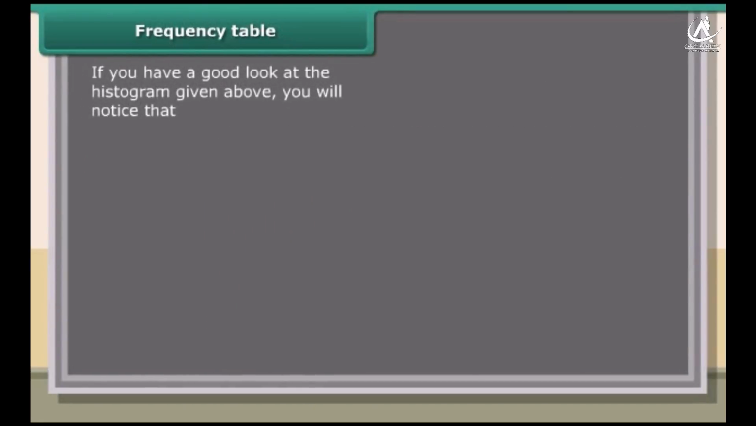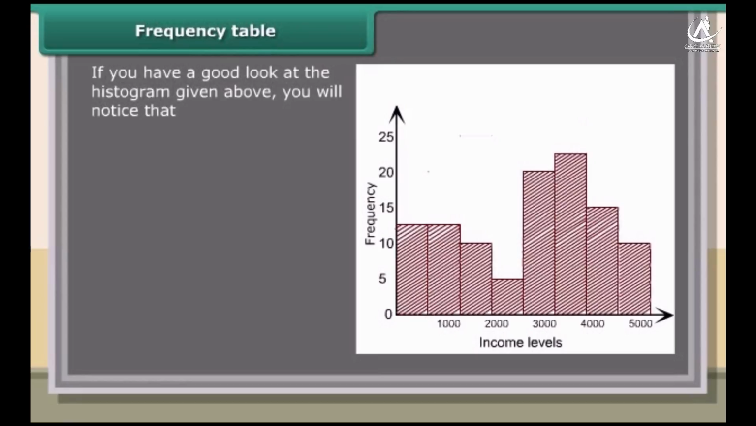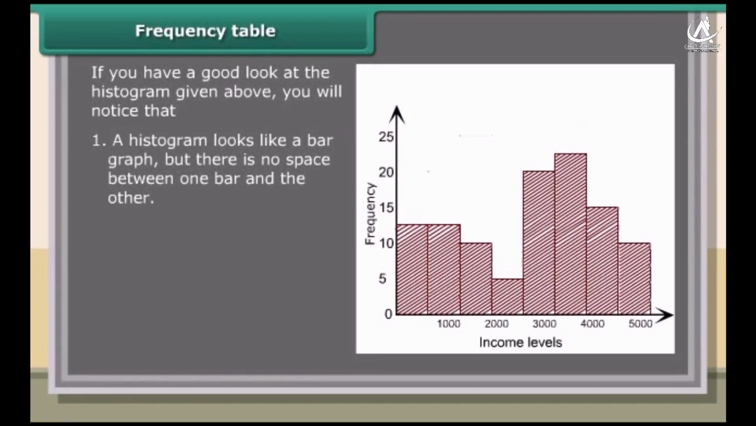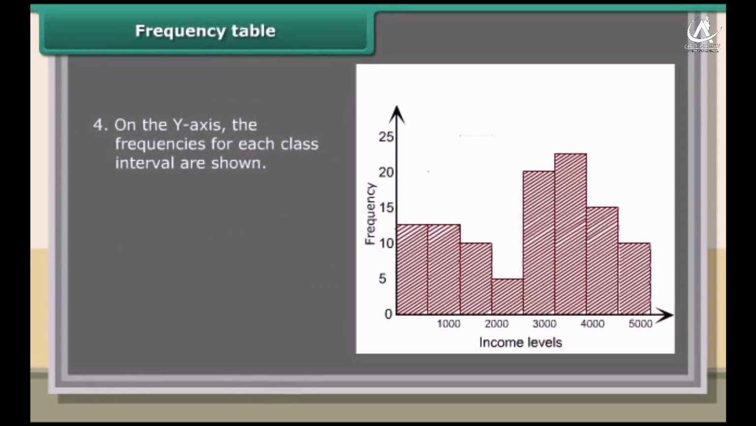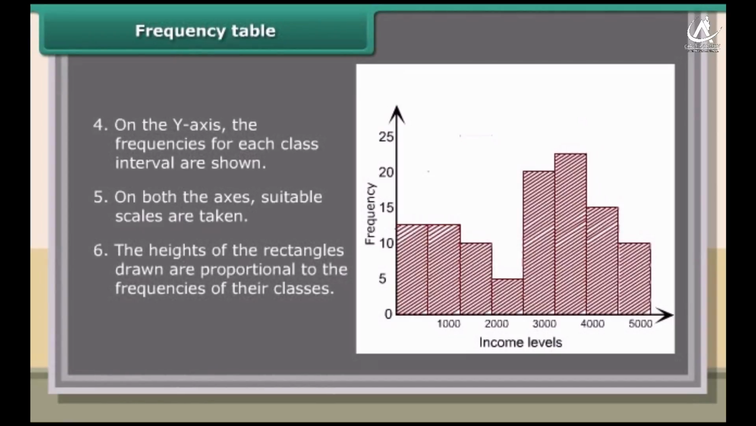If you have a good look at the histogram given above, you will notice that: 1. A histogram looks like a bar graph, but there is no space between one bar and the other. 2. The histogram has a title. 3. On the x-axis, the class intervals of the grouped data are shown. What the distribution depicts is also written below it. 4. On the y-axis, the frequencies for each class interval are shown. 5. On both the axes, suitable scales are taken. 6. The heights of the rectangles drawn are proportional to the frequencies of their classes.